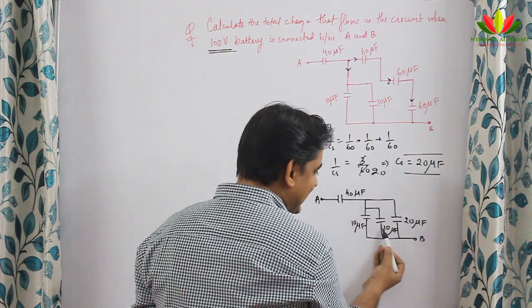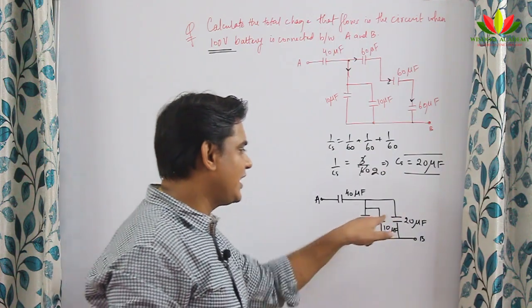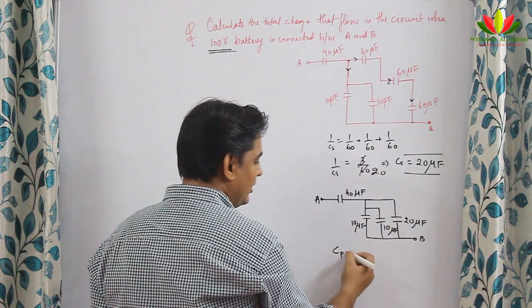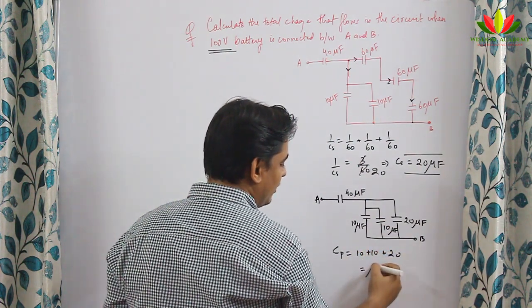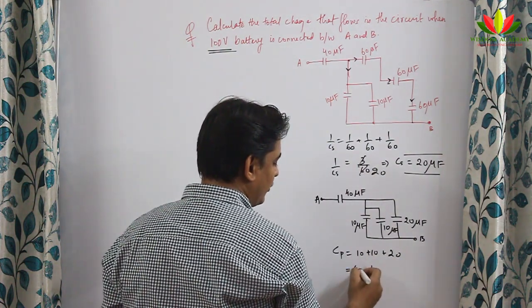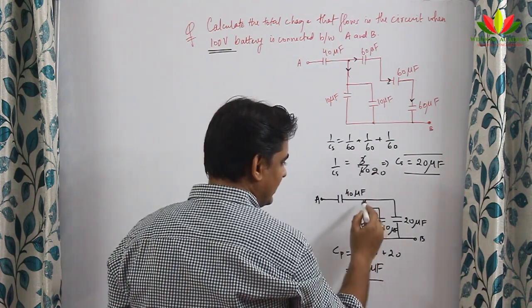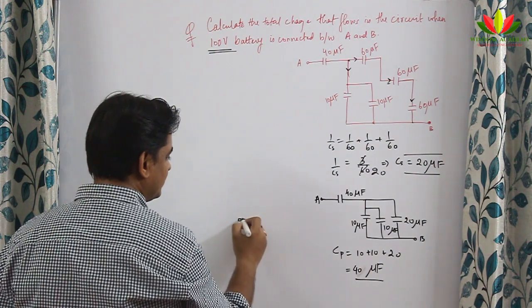Now this 20, 10 and 10, all three are in parallel connection. So when all these three are in parallel connection, their equivalent capacitance will be the addition of these. So C parallel is equal to 10 plus 10 plus 20, that gives me 40 microfarad. So here I get the value as 40 microfarad. This is the capacitance between here and here. So I'll get a simplified circuit like this.